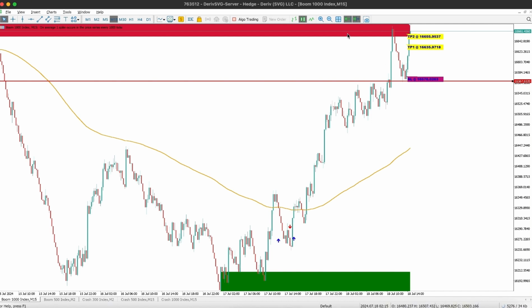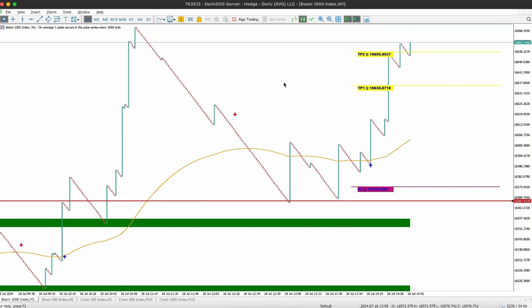And here on the M15, you don't have to worry about a resistance area like this one. You just have to worry about it if it's in your daily or your 4-hour time frame. So once I saw it was an uptrend, I came over to my M1 for my entry.